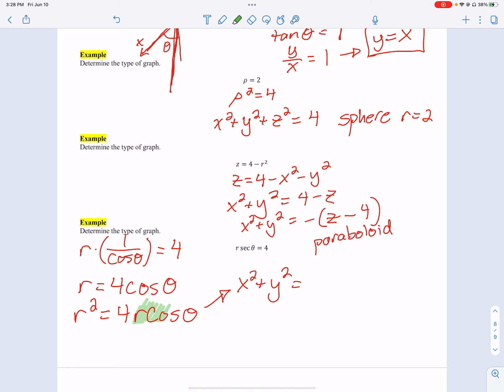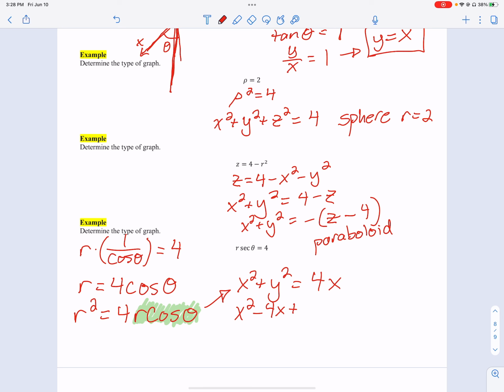Right, then r cosine theta here, back to polar, right? That's an x. So I get r squared equals 4x. Right, this is actually going to turn out to be a cylinder with a circle base. But I'm going to show you how to get this thing in standard form.